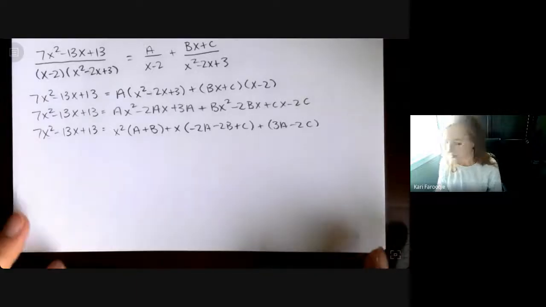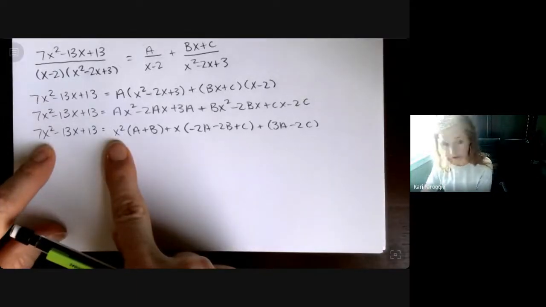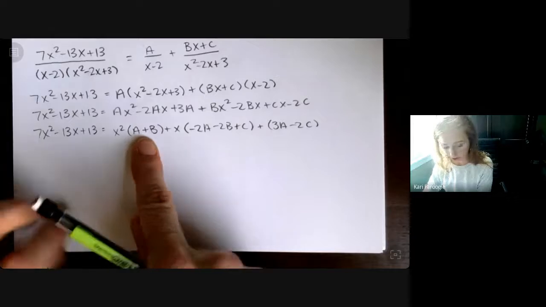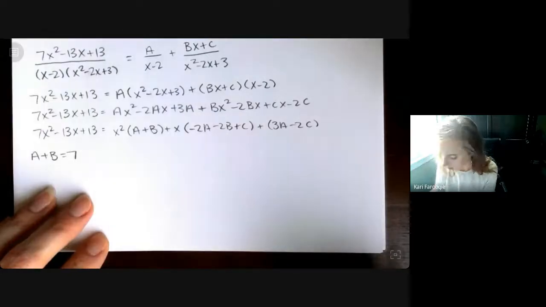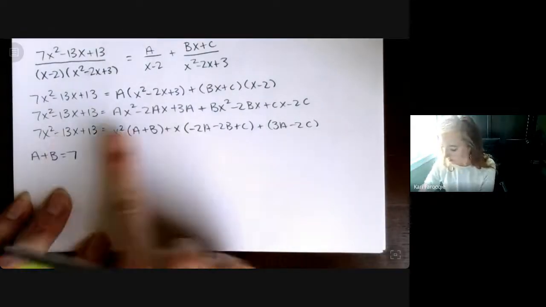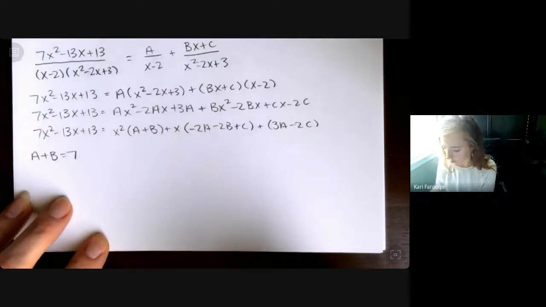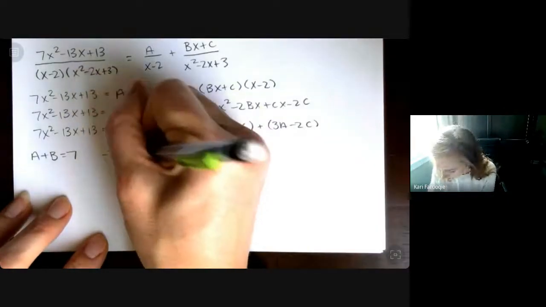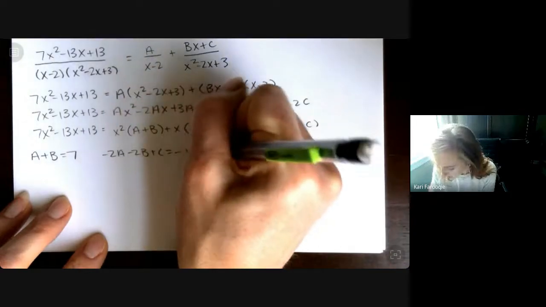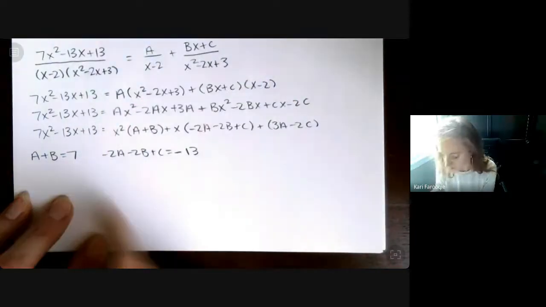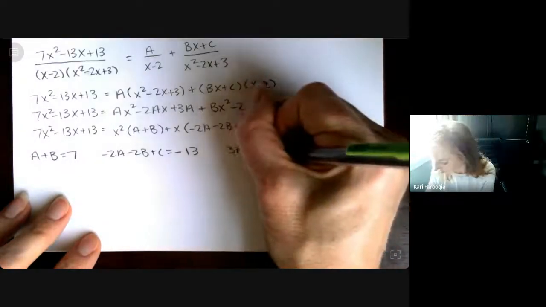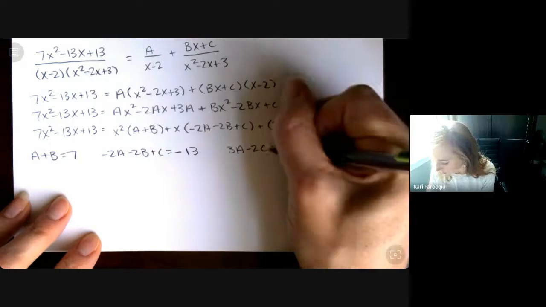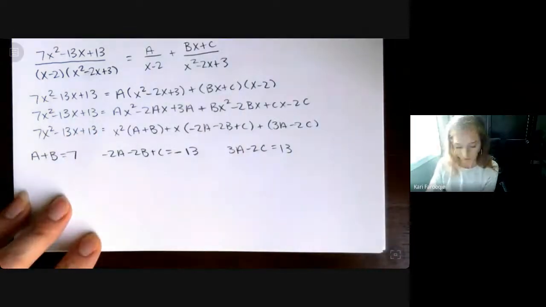Wonderful. So let's go ahead and equate the coefficients. I know that for the x squared, I have 7 equals A plus B. So A plus B equals 7. Then I have negative 13 equals negative 2A minus 2B plus C. So minus 2A minus 2B plus C equals negative 13. There's a minus sign in front of it. Just make sure all those little things are accounted for. Those are your x's. And then for your constants, you have 3A minus 2C equals positive 13.